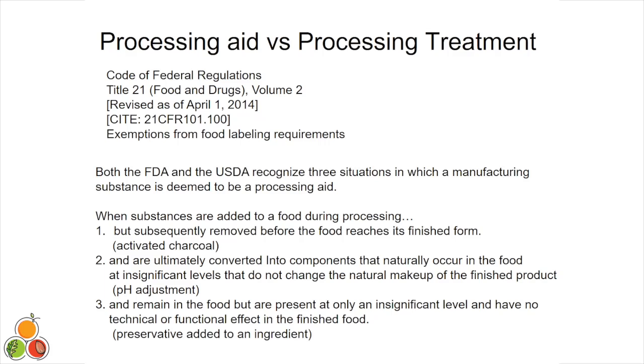So here are some examples. The substance may be added to a food during processing, and here it would be like activated charcoal. So it's in the process, but it's not in the product in the finished form. Here they might adjust the pH. To me, that's a processing aid. You're making a pH adjustment, okay? And then here, they're adding a preservative that is added to an ingredient. That may also be considered a processing aid. But really, again, to me, there's kind of a gray area there between what is actually a treatment and what is a processing aid, just to raise that issue.